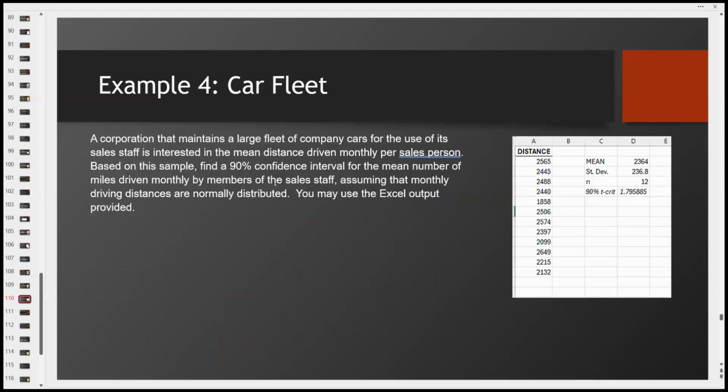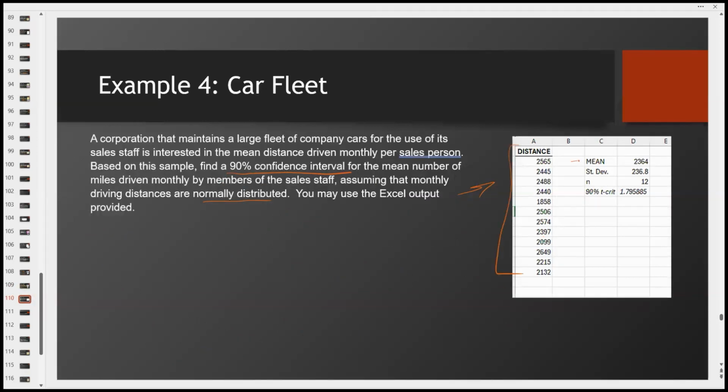Let's do one more example. A corporation maintains a large fleet of cars. Based on the sample, we want to find a 90% confidence interval for the mean number of miles driven, assuming that it's normally distributed. And so here's the Excel output, and we've got all the distances listed here.